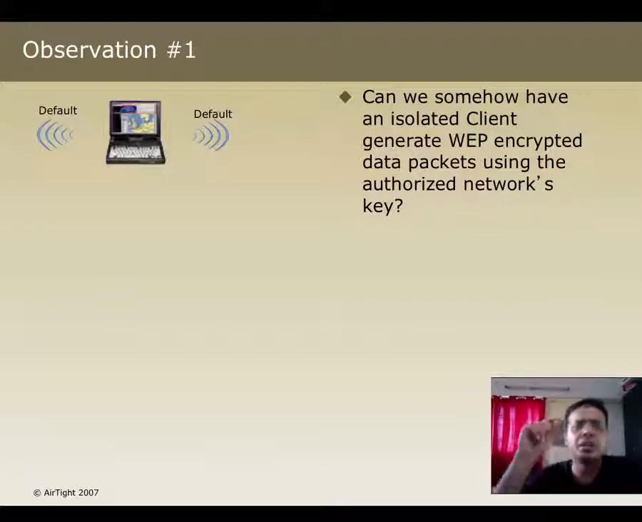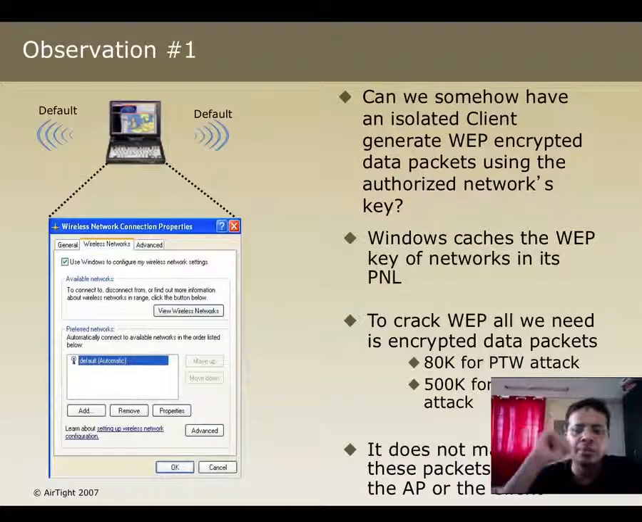So we start by making some very interesting observations. The first question is, can we somehow have an isolated client generate WEP encrypted data packets using the authorized network's key? The first thing which helps us here is the following. If you can recall, almost all operating systems store the various credentials, passphrases, keys, etc. of networks you have previously connected to, right? And this is called the preferred network list if you're on Windows. On other operating systems, this would have other flavors. So Windows caches the WEP key of various networks in its PNL.